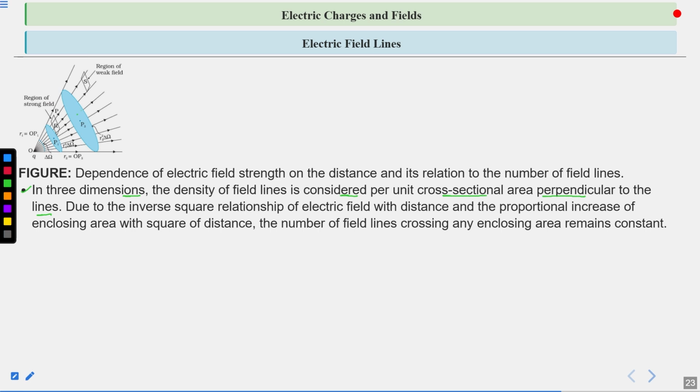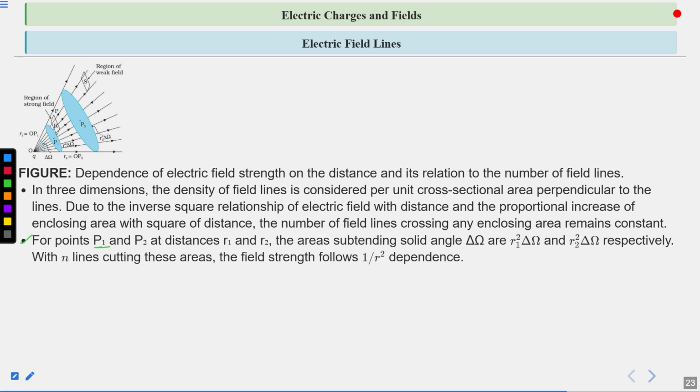Due to the inverse square relationship of electric field with distance, and the proportional increase of enclosing area with square of distance, the number of field lines crossing any enclosing area remains constant. For points P1 and P2 at distances R1 and R2, the areas subtending solid angle delta omega are R1 square delta omega and R2 square delta omega. With n lines cutting these areas, the field strength follows 1 upon R square dependence. So if R varies, the field also varies.